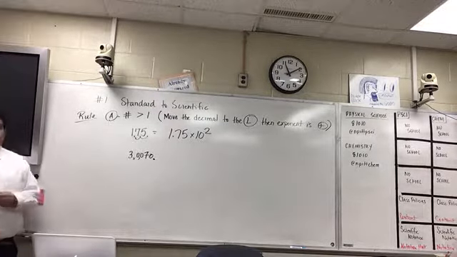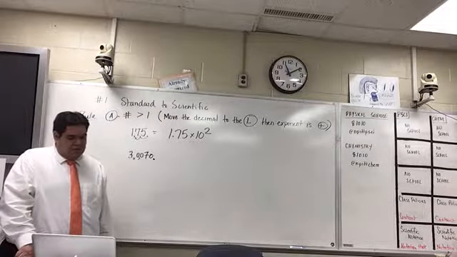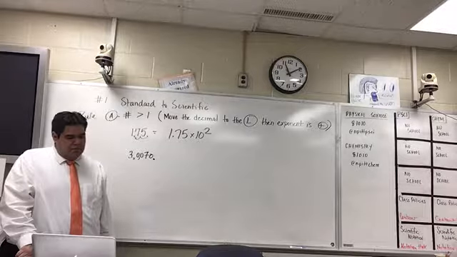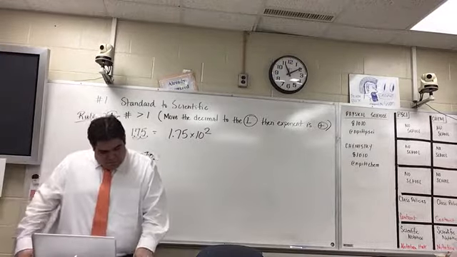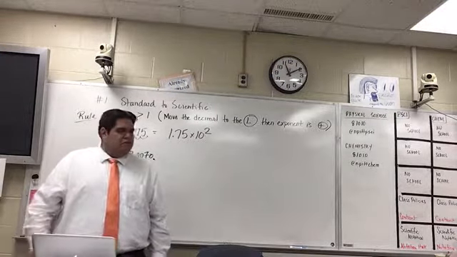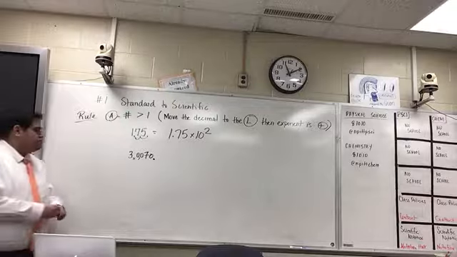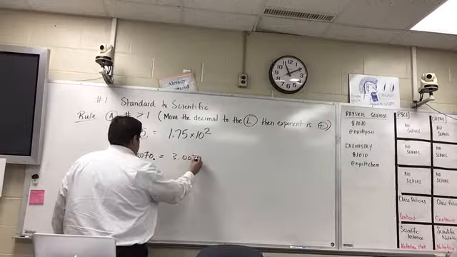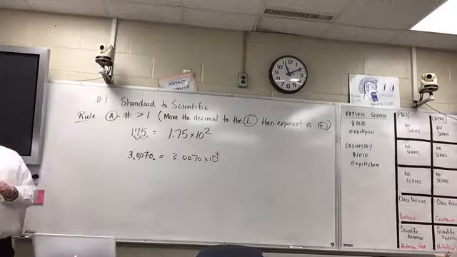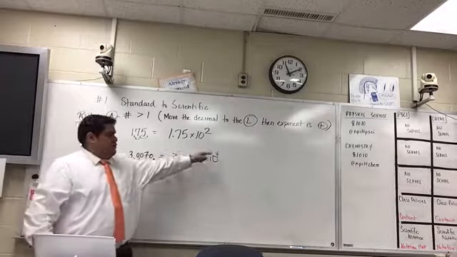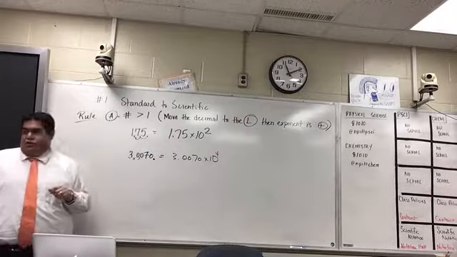So to go from the dot to there, I move it 4 times. So when I do, I get 3.0070 times 10 to the 4. Right? Now, that 4 here, is it going to be positive or negative? Positive, because I went in what direction? Left. That's why it's positive. Are we good?